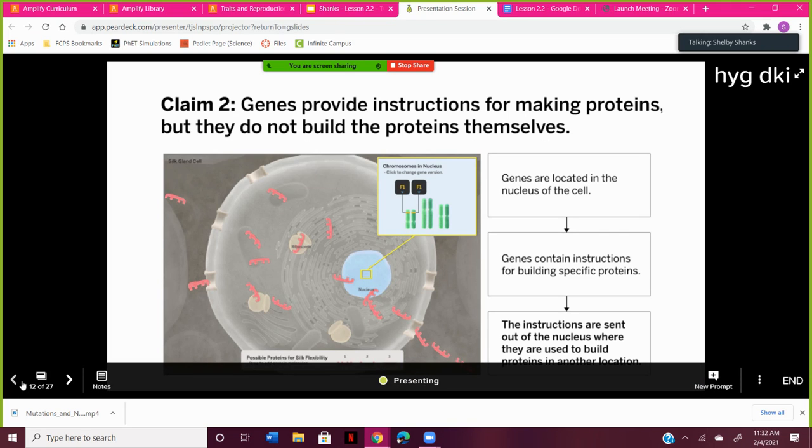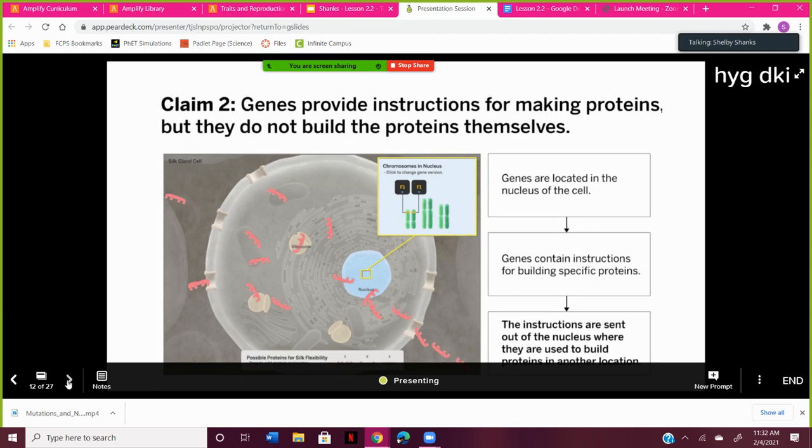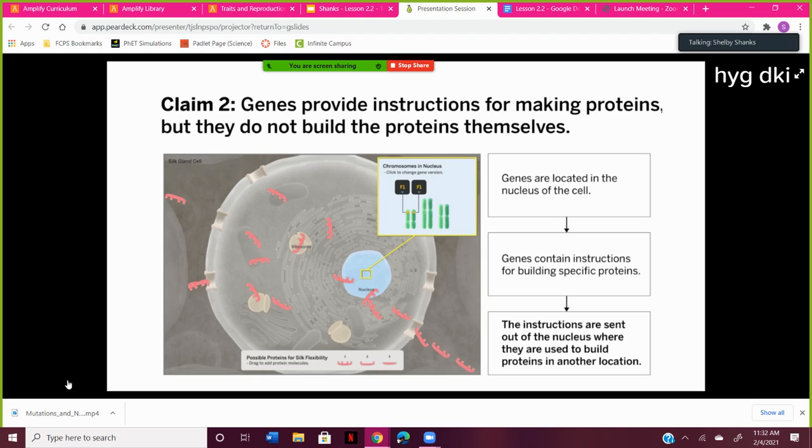Right? So look at the differences between these two claims. We know that genes provide instructions for both of them. Claim 1 is saying that the genes actually build those proteins, and claim 2 is saying that something else is building those proteins. The genes are still giving those instructions to wherever else they're being built.